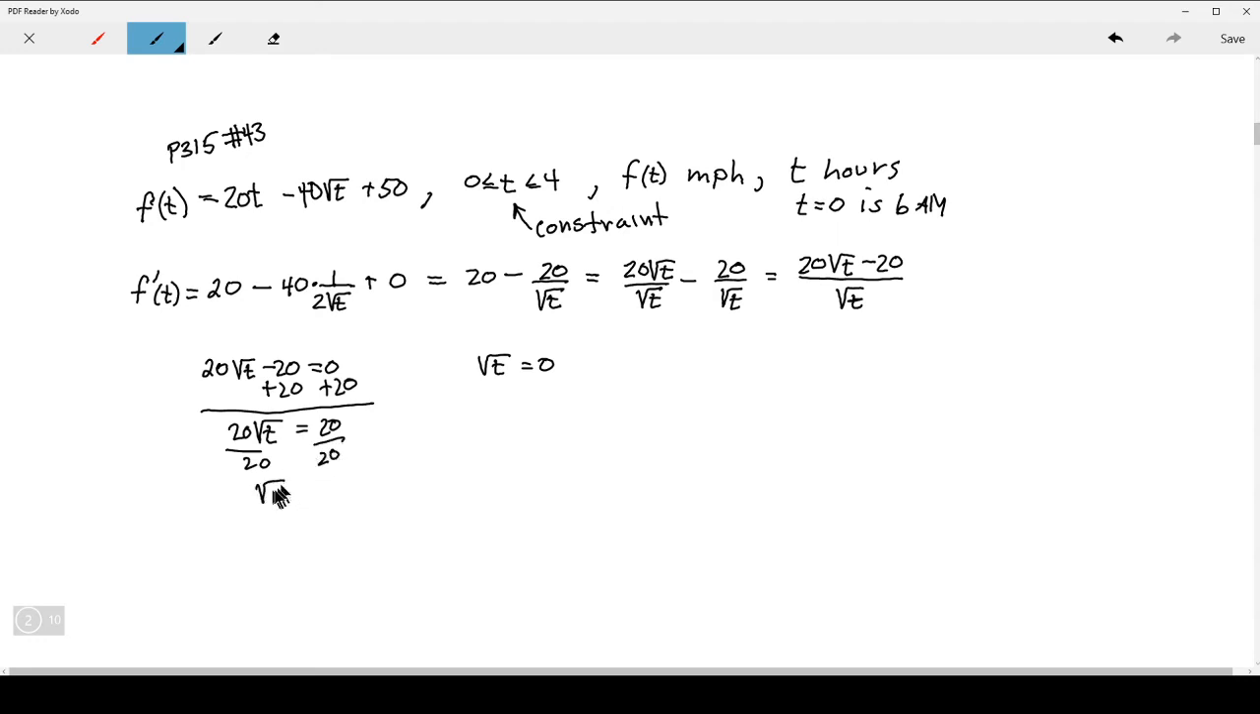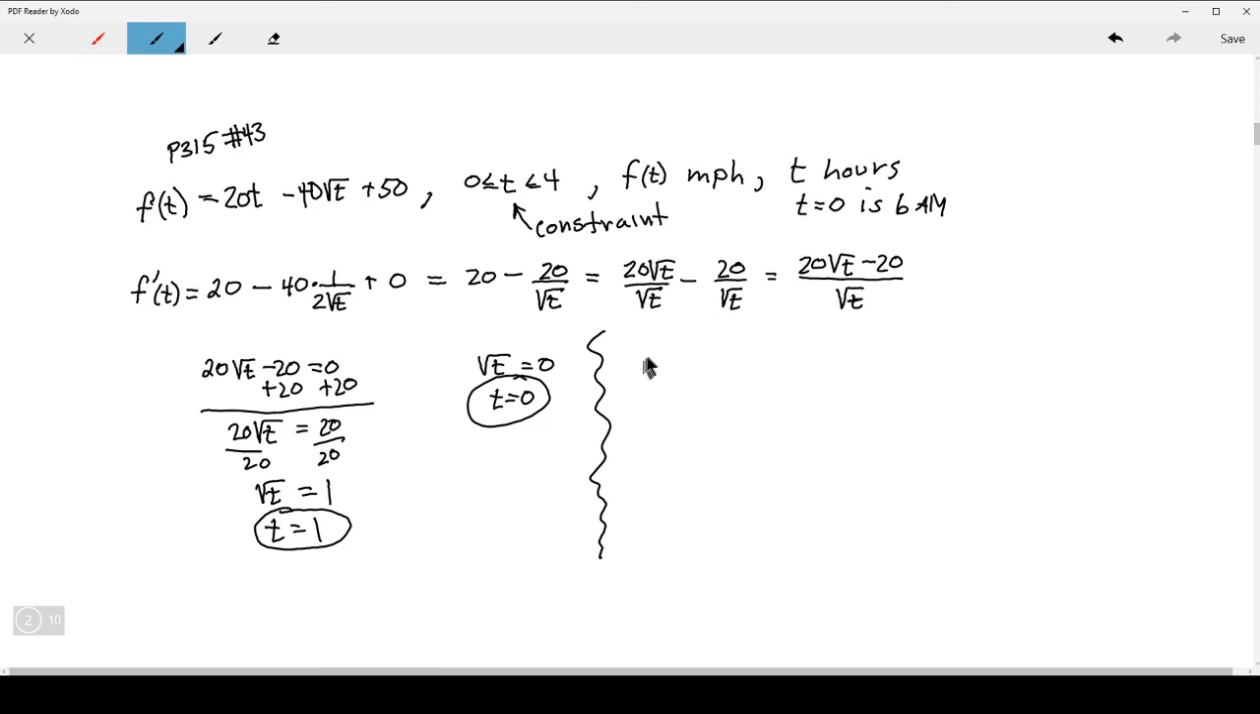And I have root t equals 1. Square both sides, that means t equals 1. So there is one critical point. And then over here, just square both sides, and I get t equals 0. All right, so this one, t equals 0 is good, right? That's part of the closed interval. T equals 1 is also good. That is also part of the closed interval. All right, so now I need to test the endpoints of my intervals and all of my critical points, because all of my critical points are in the interval.